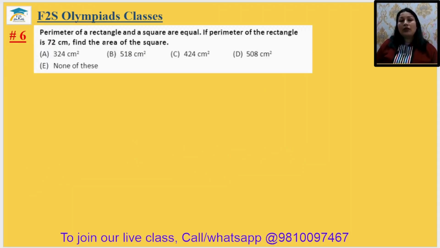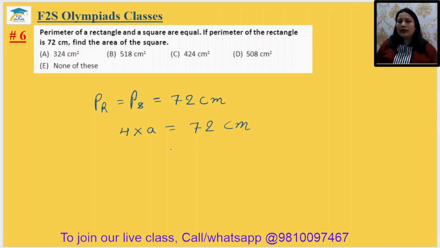Sixth number. Perimeter of a rectangle and square are equal. If perimeter of rectangle is 72 centimeter, find the area of the square. Okay. The perimeter of rectangle equals perimeter of square. Perimeter of square equals 72 centimeter. We know that perimeter of a square is 4 multiplied by A equals 72 centimeter. It means A equals 72 divided by 4. So it will be your 18 centimeter.